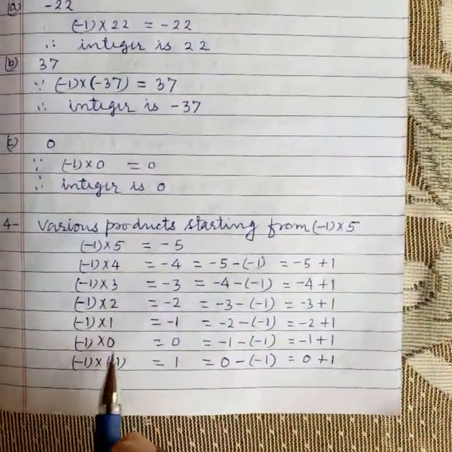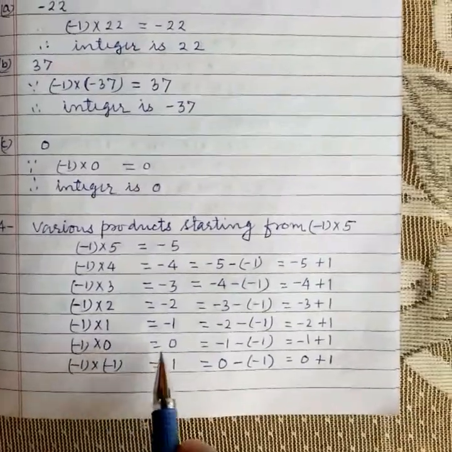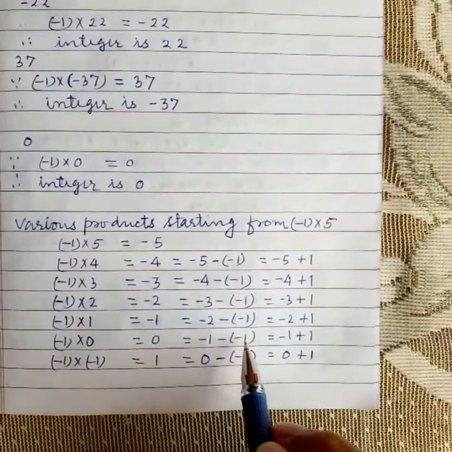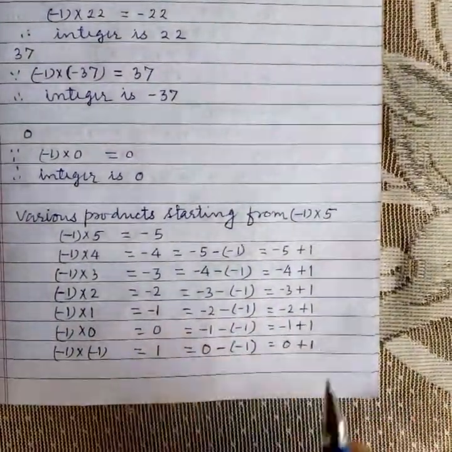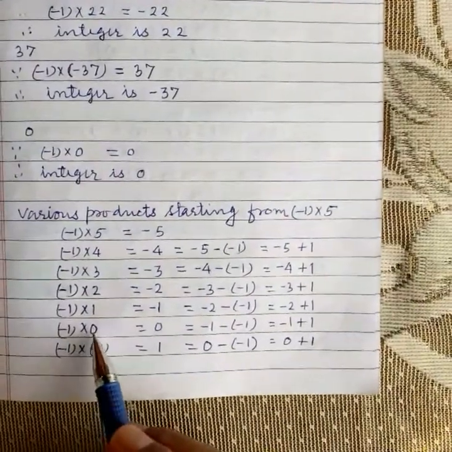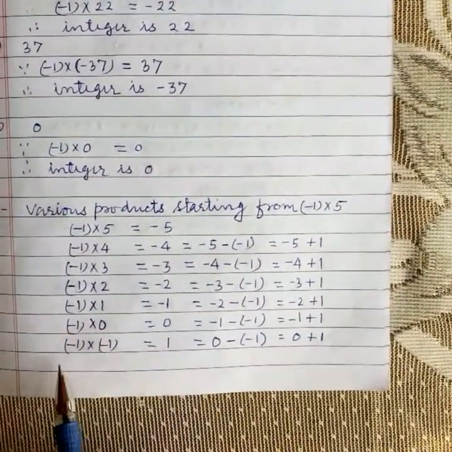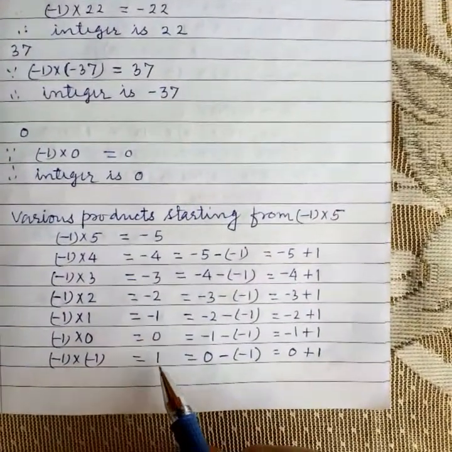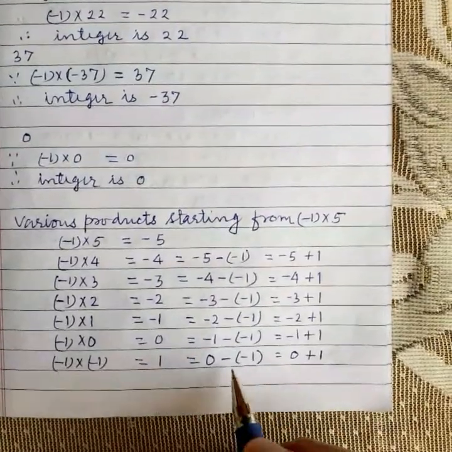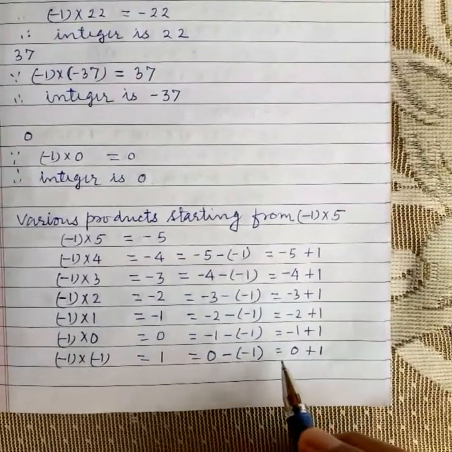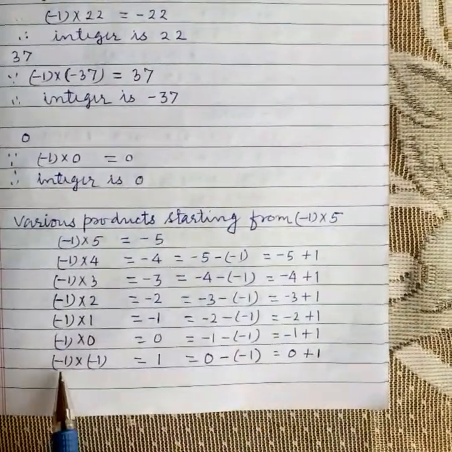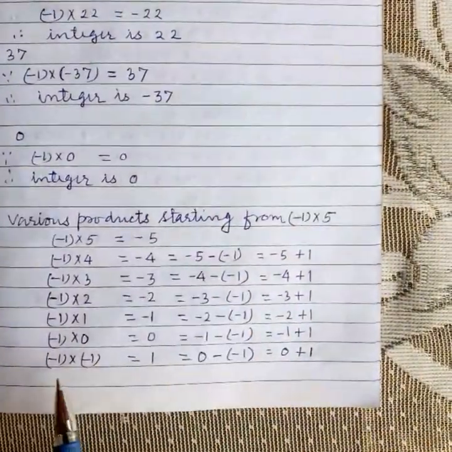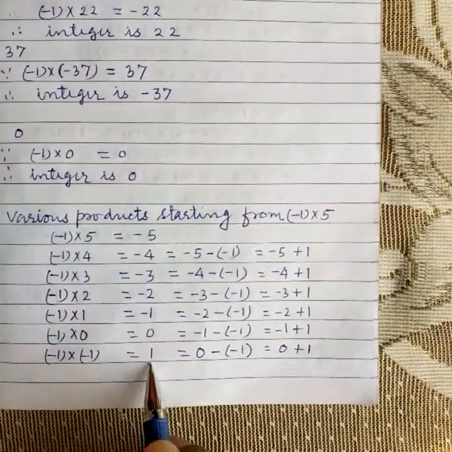And similarly here minus 1 into 0, this is equal to 0, and 0 can be written as minus 1 plus 1. Now at last 0 minus 1, this is minus 1. Now minus 1 into minus 1, here 0 plus 1, this is 1. So 0 minus minus 1 is equal to 0 plus 1. So here it is proved that by using this pattern minus 1 into minus 1 is equal to plus 1.